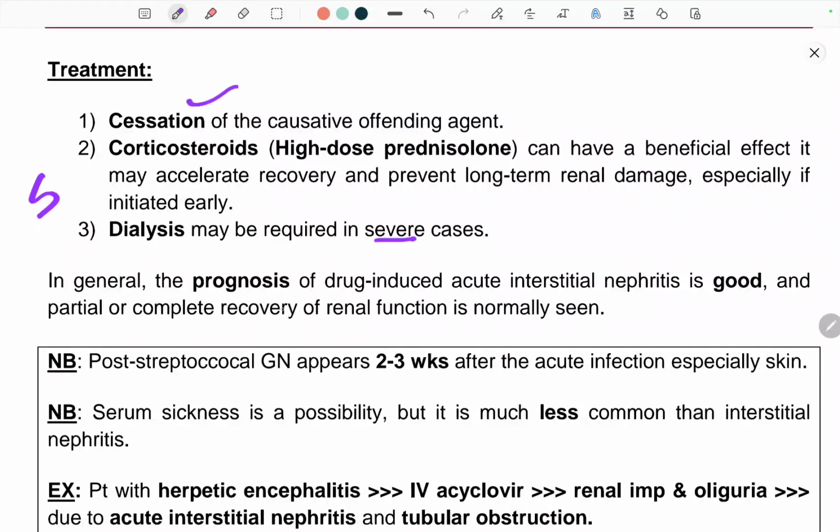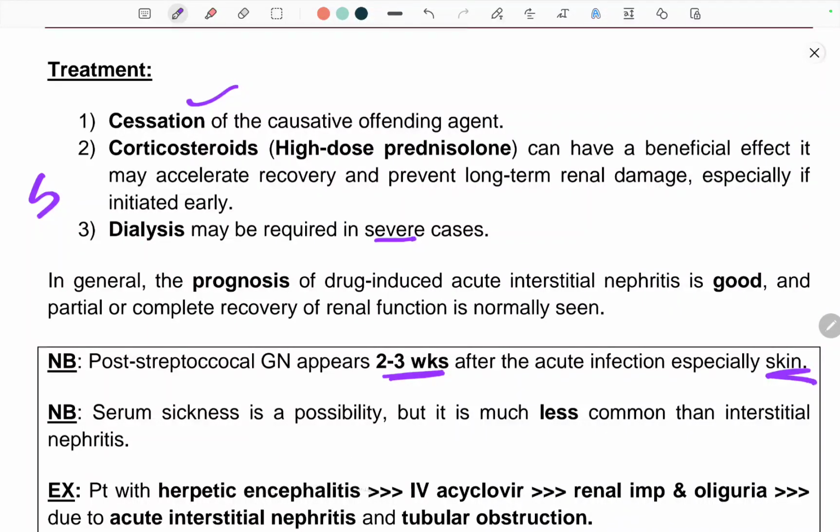In general, the prognosis of drug-induced acute interstitial nephritis is good, and partial or complete recovery of renal function is normally seen. Post-streptococcal glomerulonephritis appears 2 to 3 weeks after the acute infection, especially of the skin, because strep, so skin. Serum sickness is a possibility, but it is much less common than interstitial nephritis.